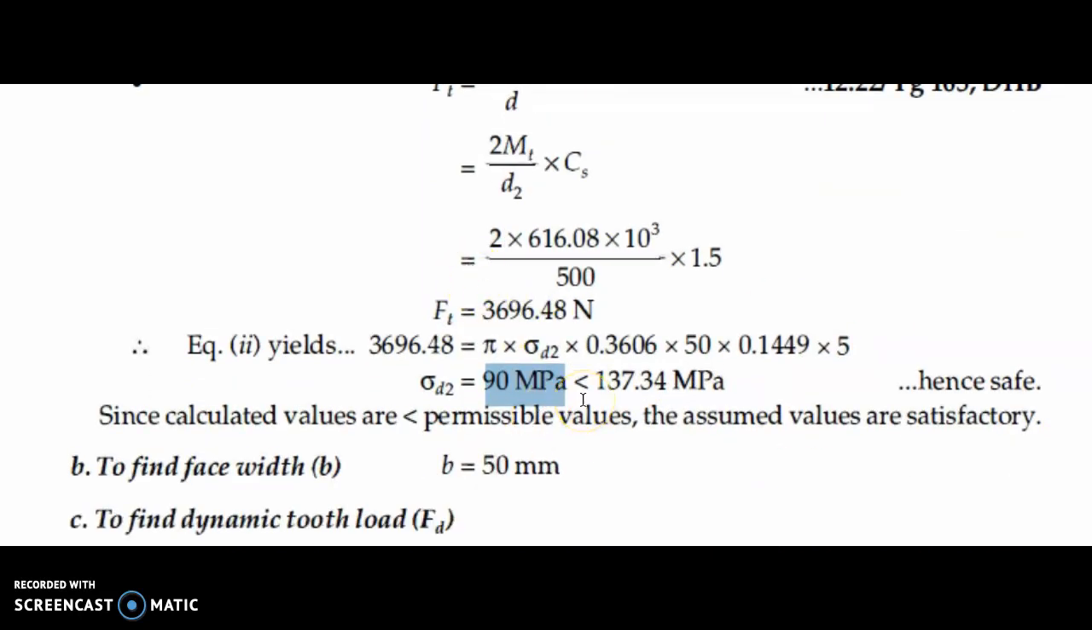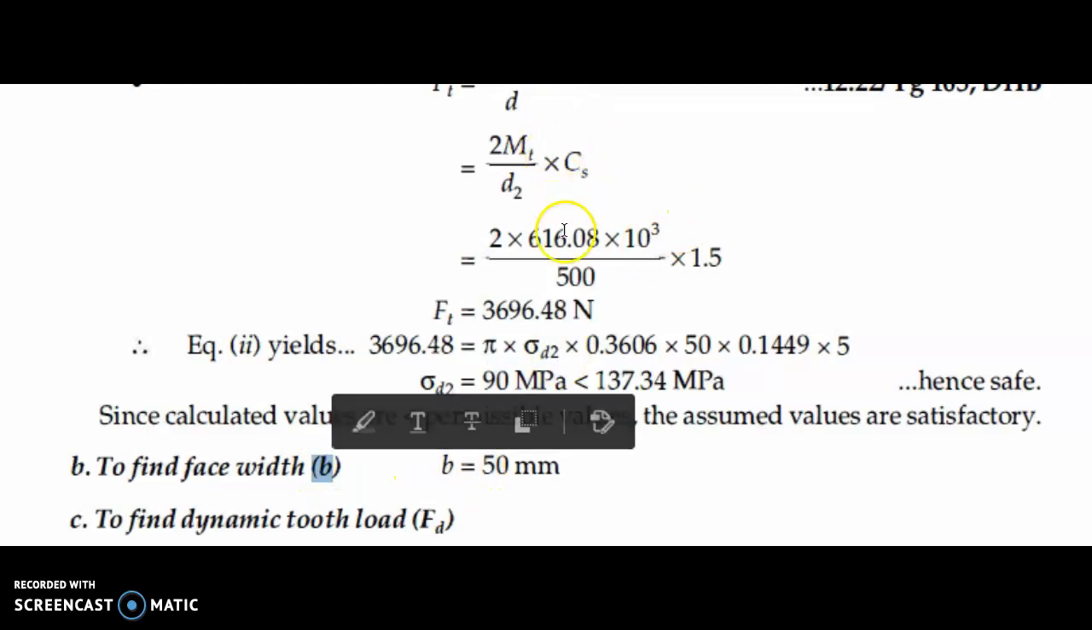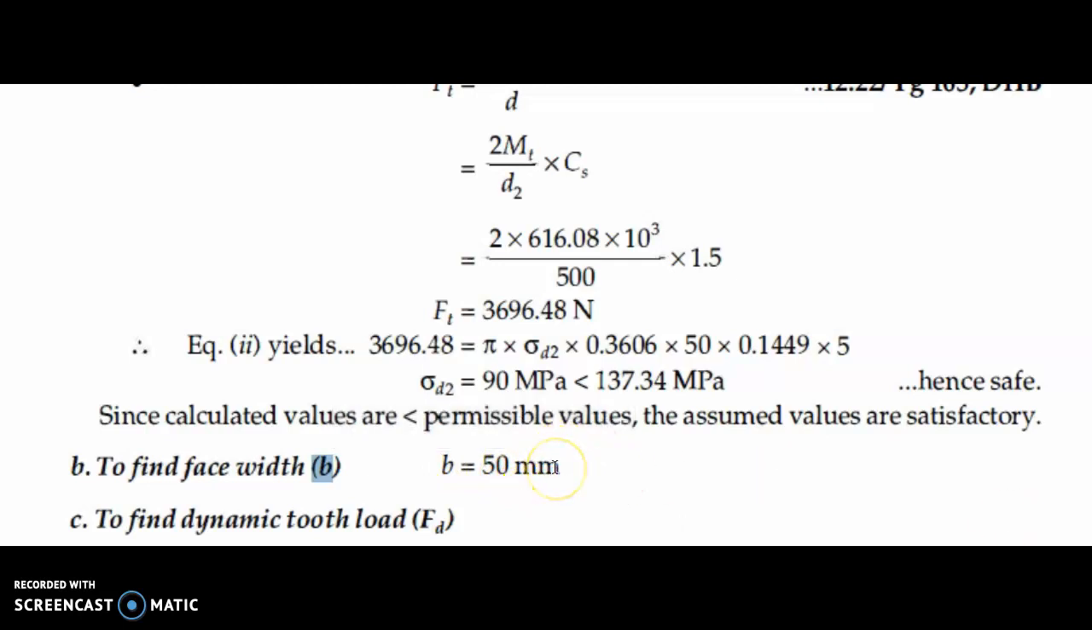Then we can go for the next step. Find the value of face width, denoted as b. We already calculated b using the previous section. That is b is equal to k into m. K is equal to 10, and now the value of m is equal to 5. So 10 into 5 is equal to 50 mm.